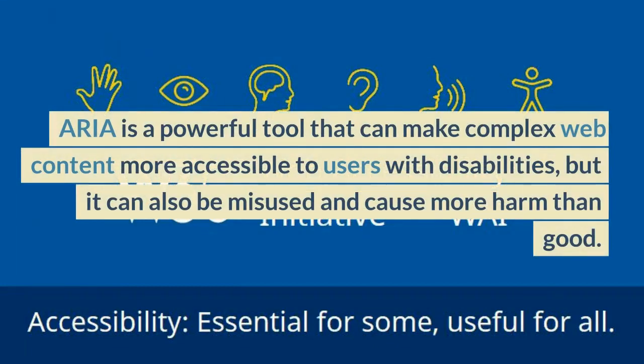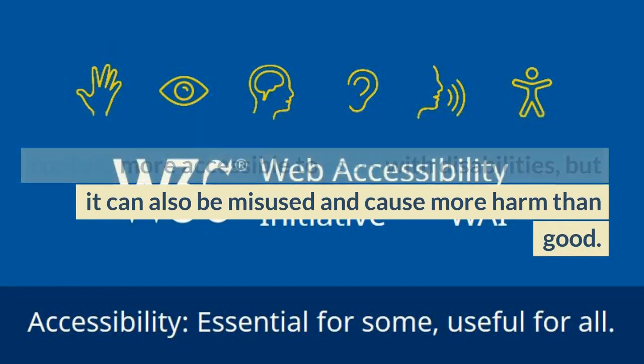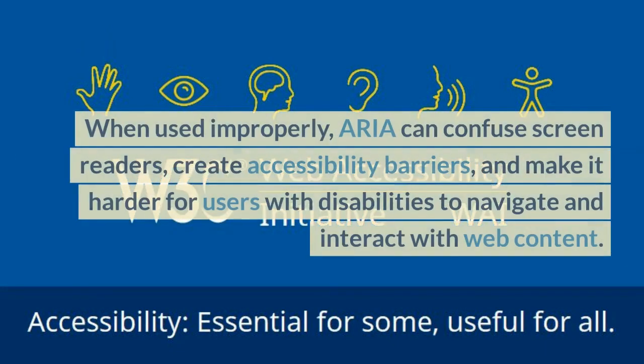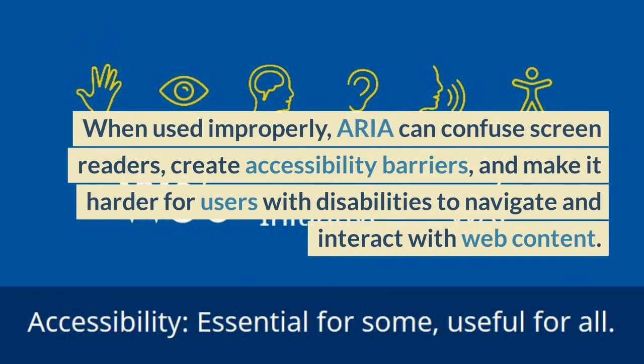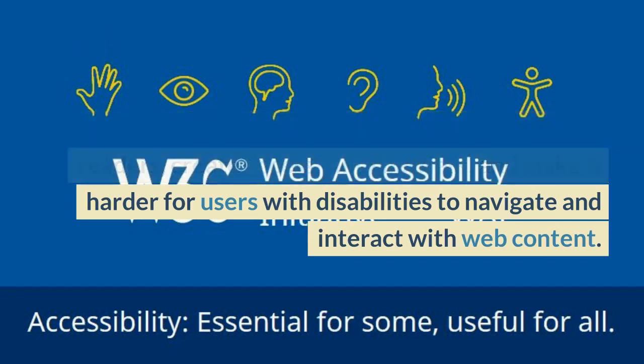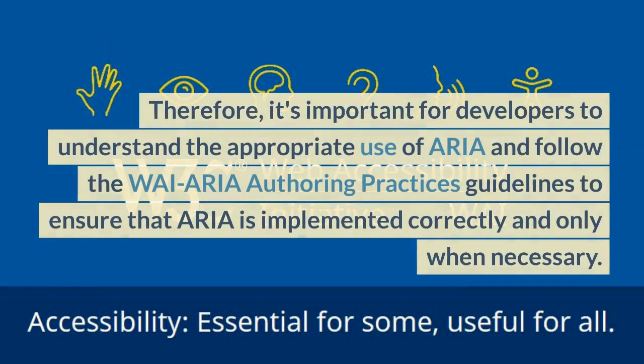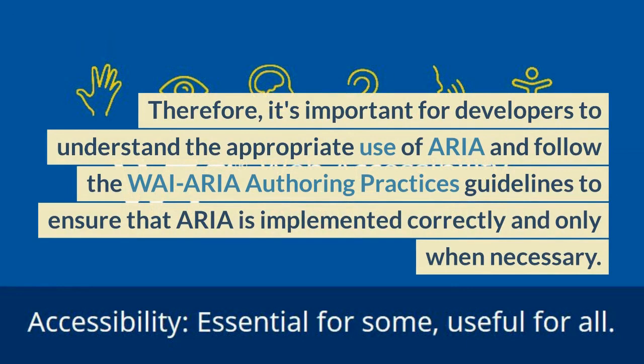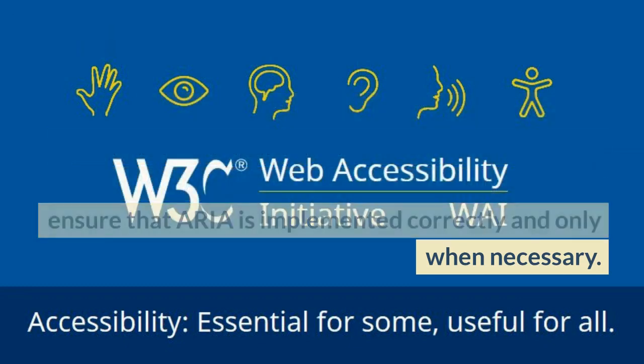ARIA is a powerful tool that can make complex web content more accessible to users with disabilities, but it can also be misused and cause more harm than good. When used improperly, ARIA can confuse screen readers, create accessibility barriers, and make it harder for users with disabilities to navigate and interact with web content. Therefore, it's important for developers to understand the appropriate use of ARIA and follow the WAI-ARIA Authoring Practices guidelines to ensure that ARIA is implemented correctly and only when necessary.